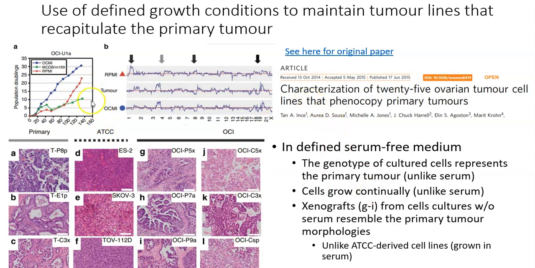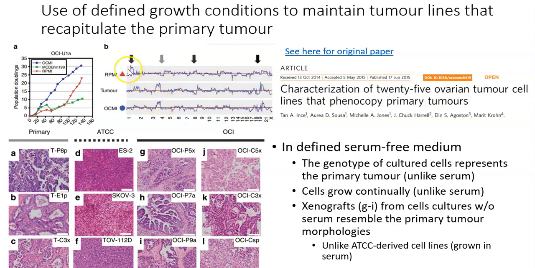What this particular group showed is, using their fancy medium, this OCMI medium, you get far more population doublings than with RPMI, which is a standard medium, and other standard media. But more importantly, when you compare the genotype of the tumour to the genotype of the cells grown in culture, the cells they could grow had a very similar genetic profile. This is just the genomic loss and gain profile. So this would be an alteration to chromosome 3, either loss or gain, doesn't matter which, but that was also present in the primary tumour.